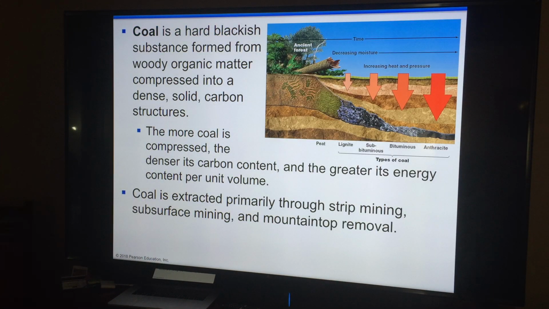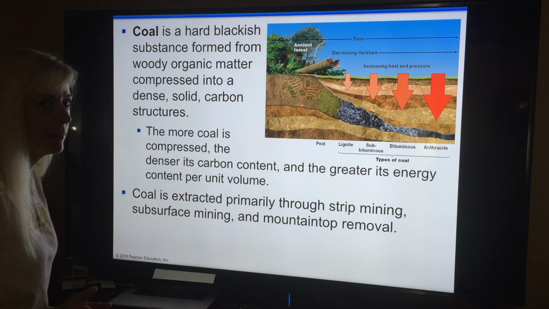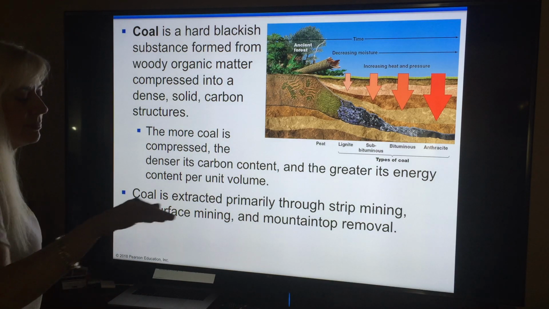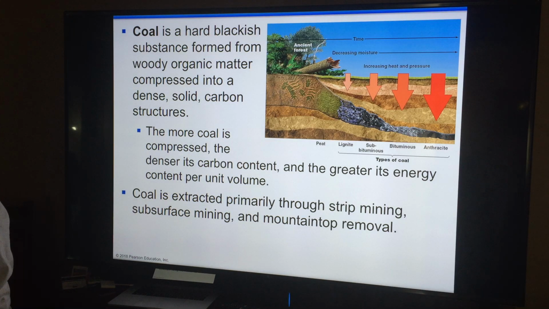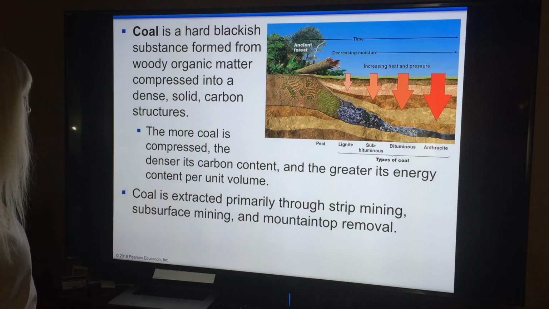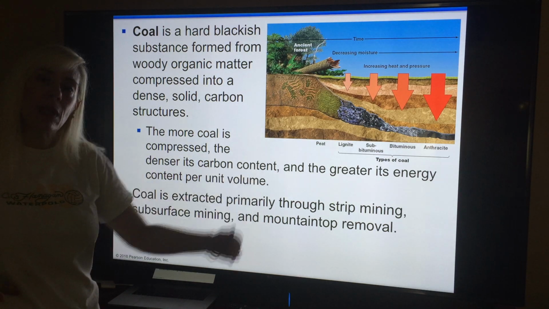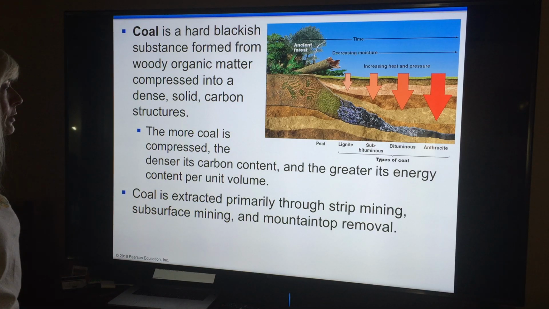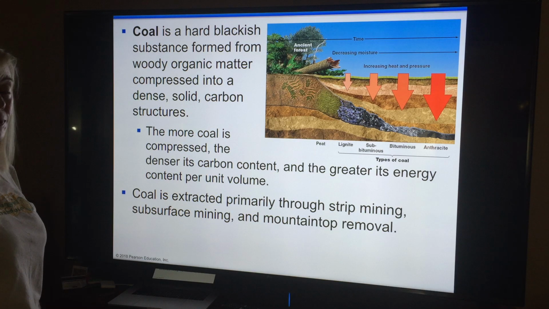Coal, just a heads up, coal is never clean. Just giving that to you on the front end. It's a hard, blackish substance formed from woody organic matter compressed into a dead solid carbon structure. The more coal is compressed, the denser the carbon content and the greater its energy content per unit volume. And we're going to go through and talk about the different levels of coal. Extracted primarily through strip mining, subsurface mining, and mountaintop removal.